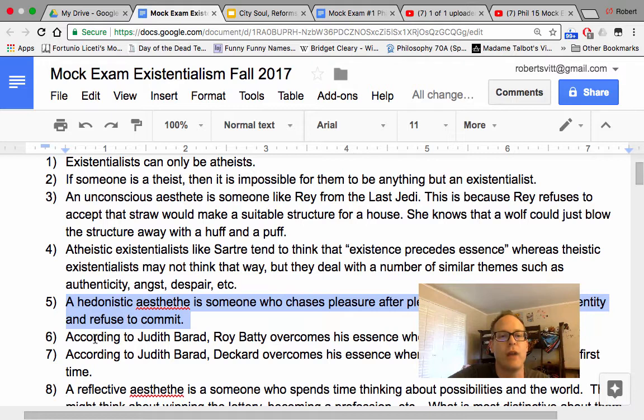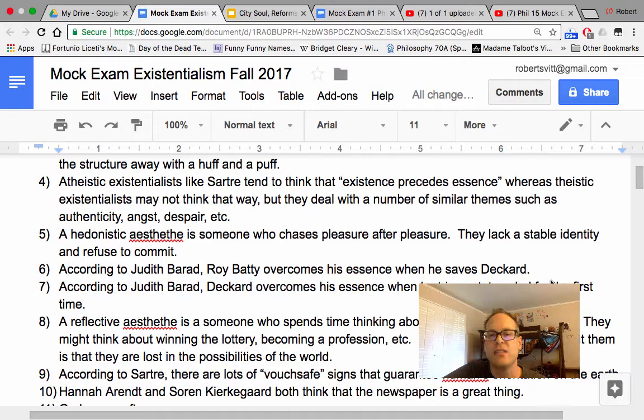Okay, number six. According to Judith Barad, Roy Batty overcomes his essence when he saves Deckard. That would be true, right? This just comes from the article. Remember, this is when she thinks that Roy Batty really does overcome his essence, where his essence is understood as combat, to kill, right? And so ultimately, Roy becomes life-affirming instead of life-denying. And that is something that is not in his programming, and so he exceeds his essence.